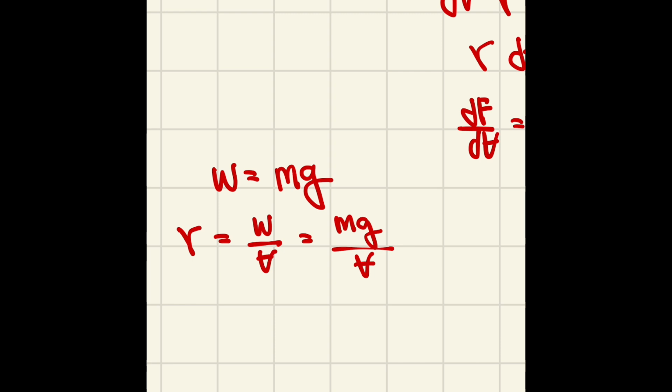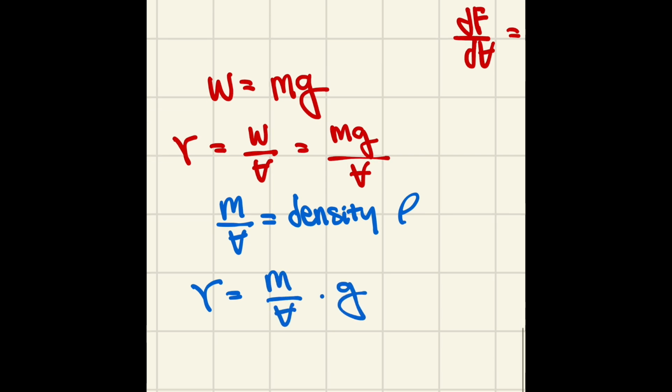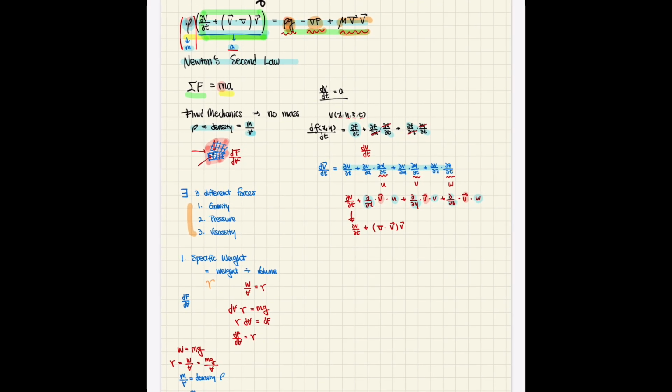And what did we say before? What is mass divided by volume? Exactly. This is density, rho. So gamma equals m divided by v times gravitational acceleration, which also equals rho g. So here we go. We finished the first part of the Navier-Stokes equation, which was very easy peasy. It's literally just rho g, which is the gravitational force that is exerted on a particle.